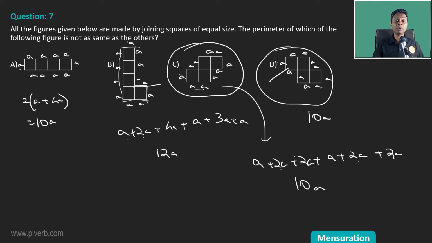The perimeter of 3 of these shapes is 10A. One shape is 12A. So this does not fit in. This is the odd man out.